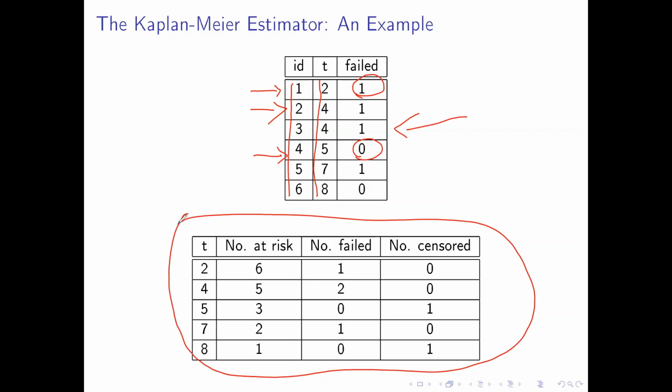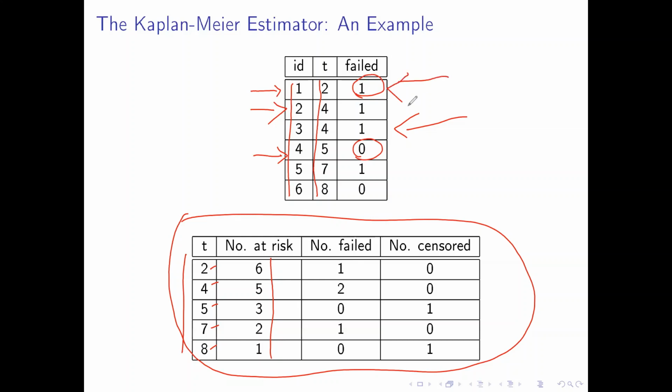The second table summarizes the information from the first raw table. In the first column, we only list the distinct failure times: day 2, day 4, day 5, day 7, and day 8. And then in the second column, we list the number at risk. So at day 2, how many people are at risk? 6. And how many people failed? 1, because ID1 failed.